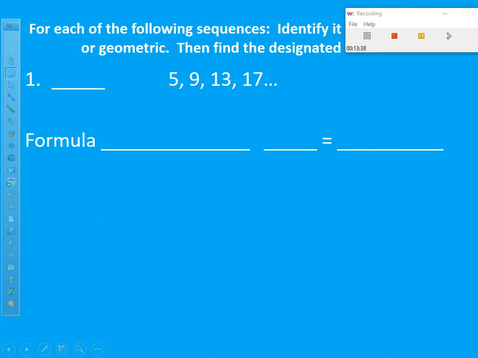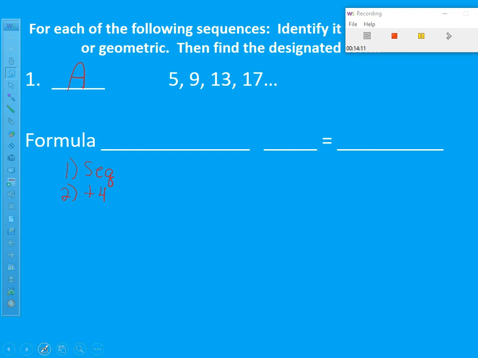Now, so here's your number 1. Look at the sequence before I start. Now, I've thrown around the word sequence and I've thrown around the word series. Sequence, separated by commas. Series, separated by addition signs. In this case, they're separated by commas, so this makes it a sequence. Looking at your terms, I'm adding 4 every time. So that makes it an arithmetic sequence.